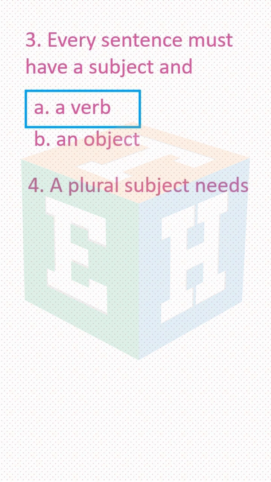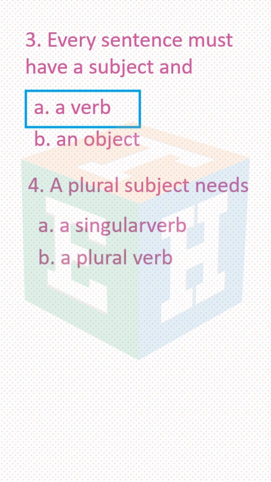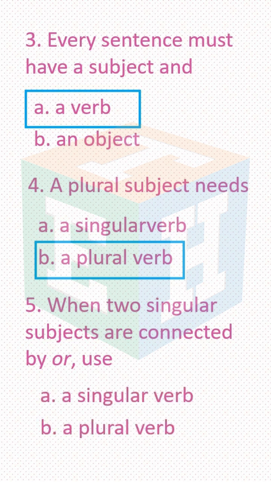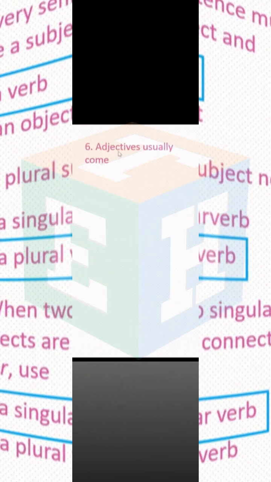Number 4, a plural subject needs A, a singular verb, B, a plural verb. Answer is letter B, a plural verb. Number 5, when two singular subjects are connected by or, use A, a singular verb, B, a plural verb. Answer is letter A, a singular verb.